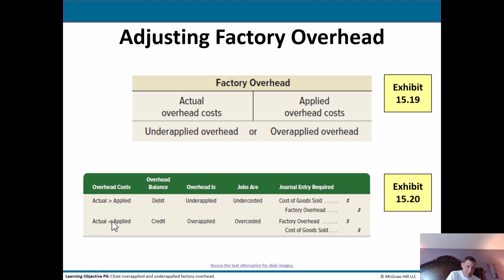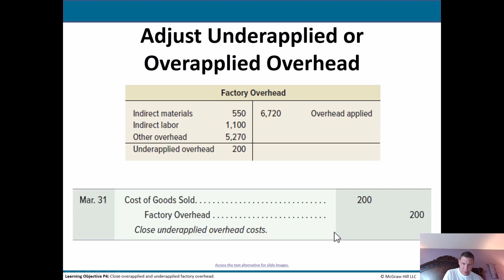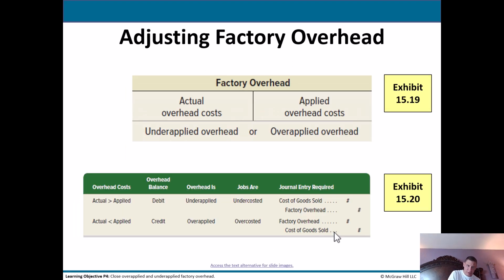If the actual is less than the applied, there's now going to be a credit balance, right? Because there's going to be more on the applied side, over here on the right or credit side, than there is on the left. In that scenario, we've over-applied it, so therefore the job is overcosted. So now we're going to debit factory overhead, and we're going to credit or decrease cost of goods sold.